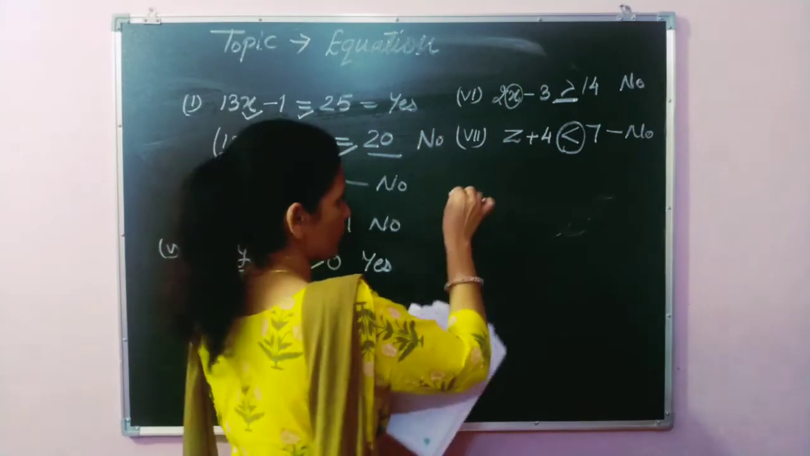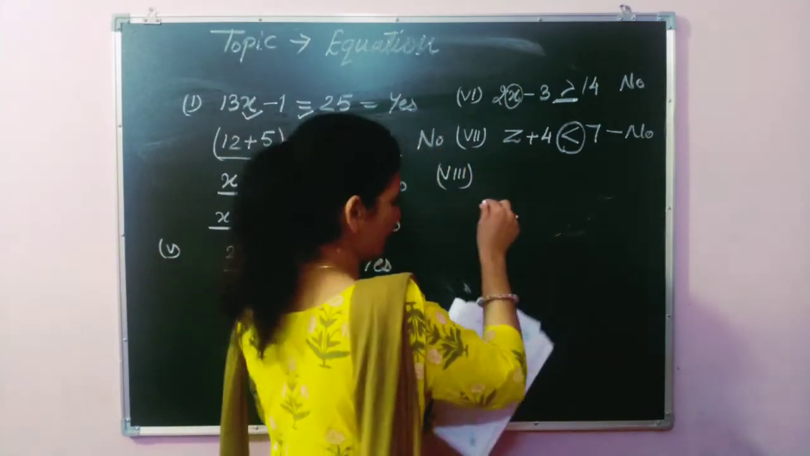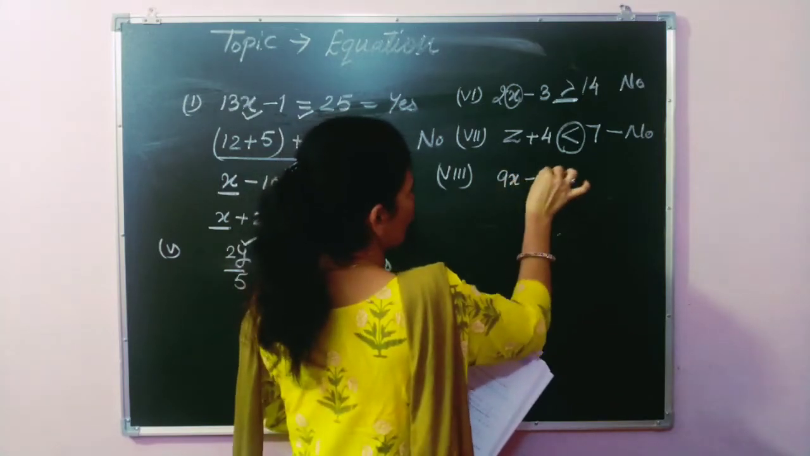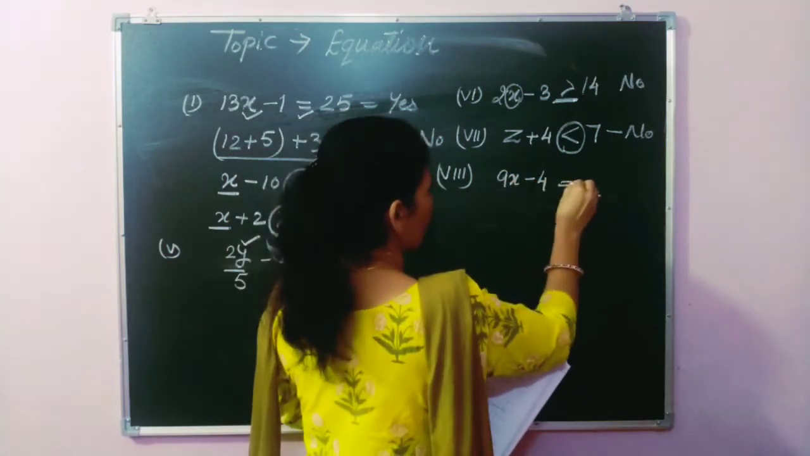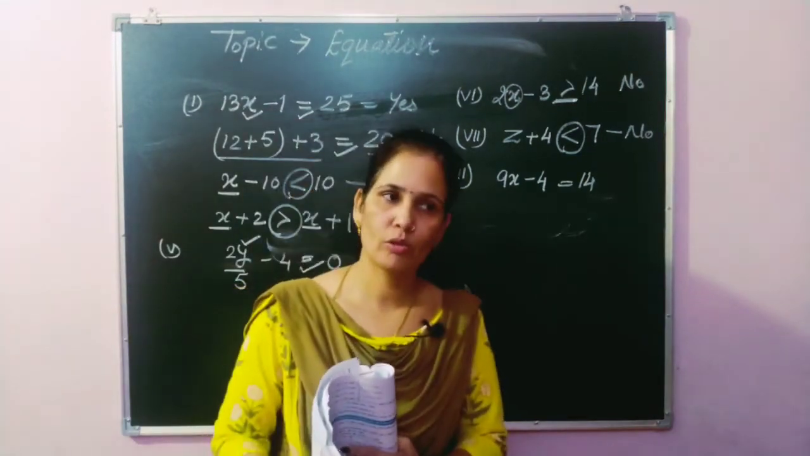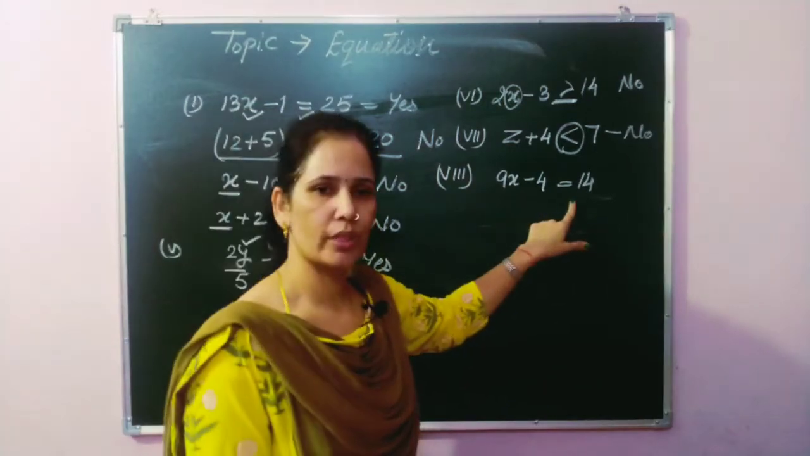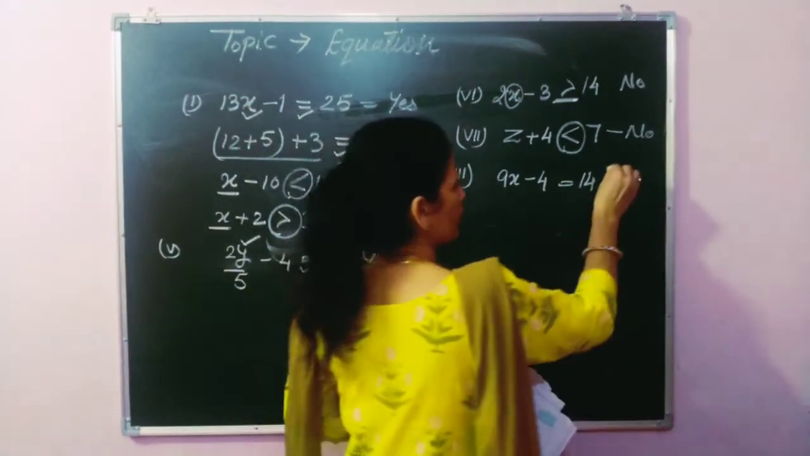Last part of this question, the eighth part, they have given 9x minus 4 equals 14. Observe it, students. They have given variable also and equal sign also. Both conditions are fulfilled in this statement. So yes, this is an equation.